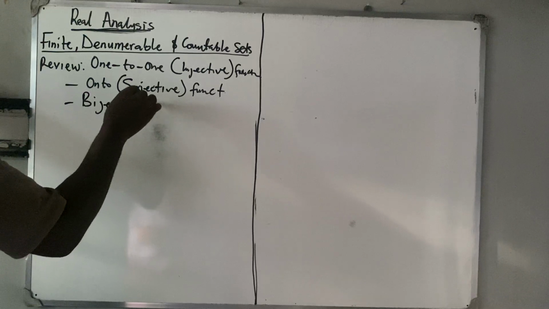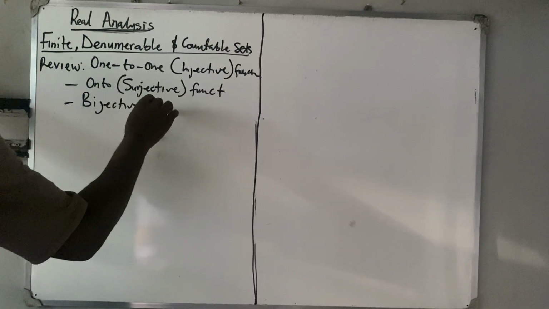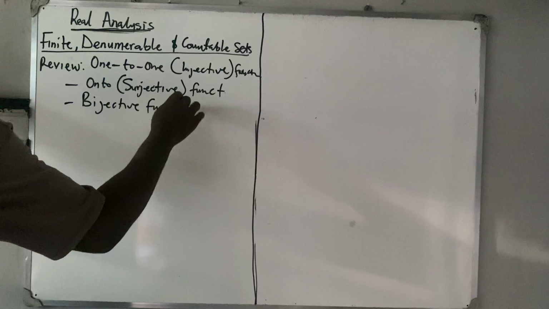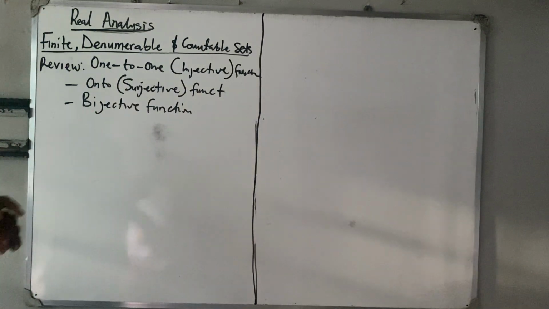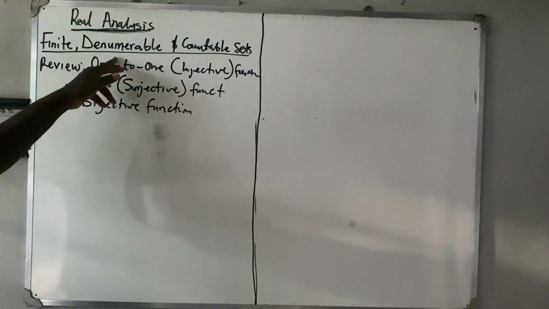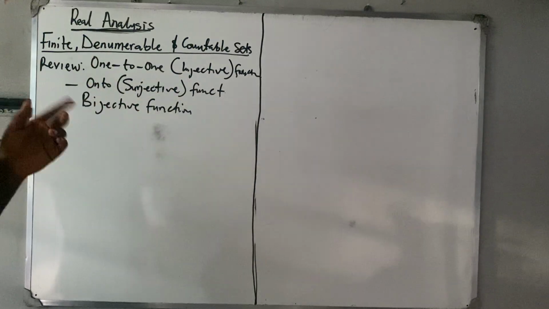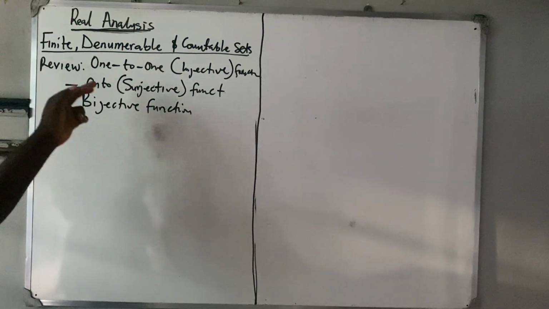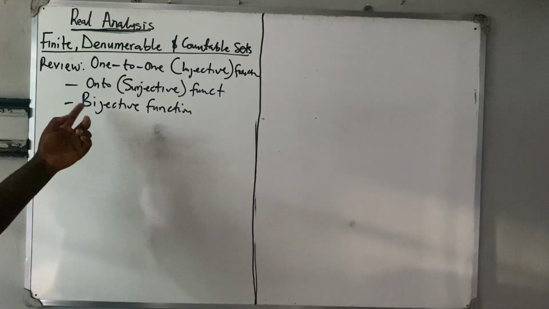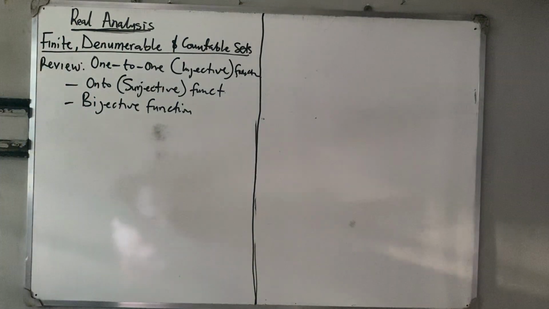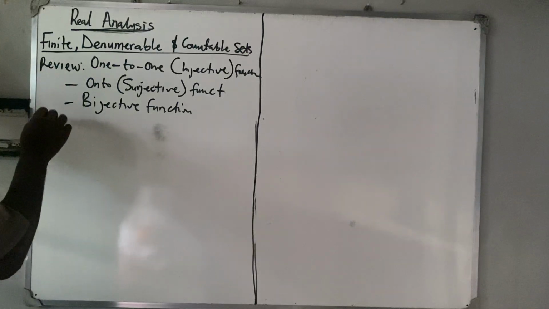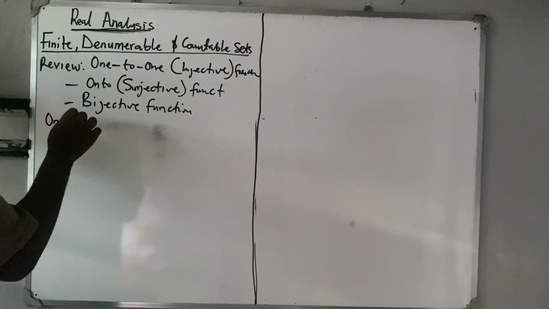Bijective function. Now, from the word bijective, from the word bi, you will know that it means two. So a bijective function is a function that is one-to-one and equally onto. So if you have any function that is one-to-one as well as onto, then that function is what? A bijective function. So let's start with the first one, which is one-to-one function.